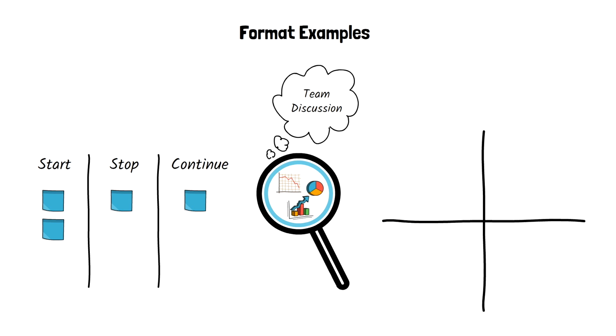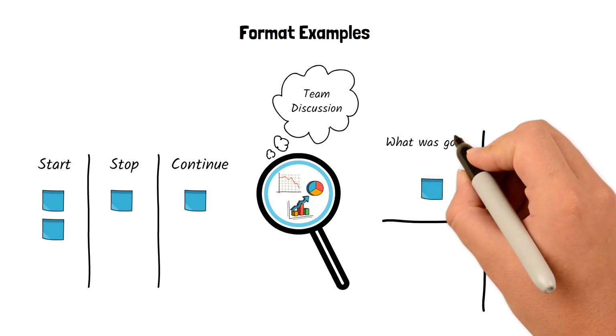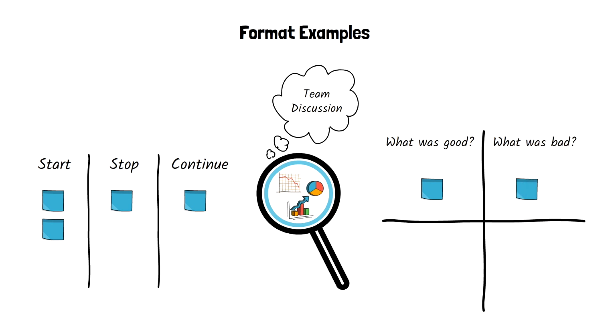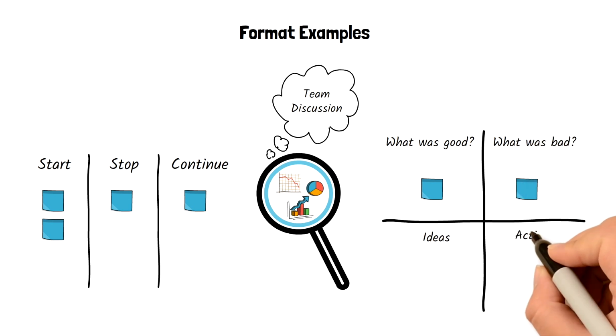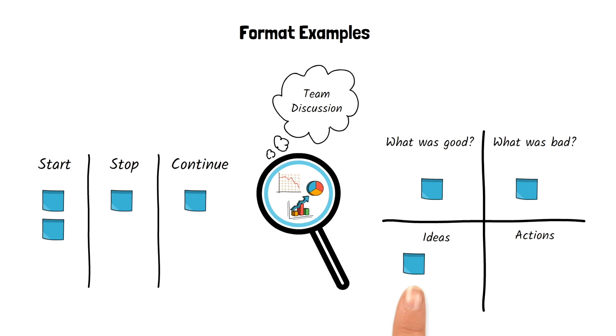The second format is having the 4 quadrants where the team enters sticky notes for each section. What was good? What was bad, ideas, and actions. By the end of this session, the team has a list of ideas on how to improve things. The ideas get transformed into improvement actions for the entire team.